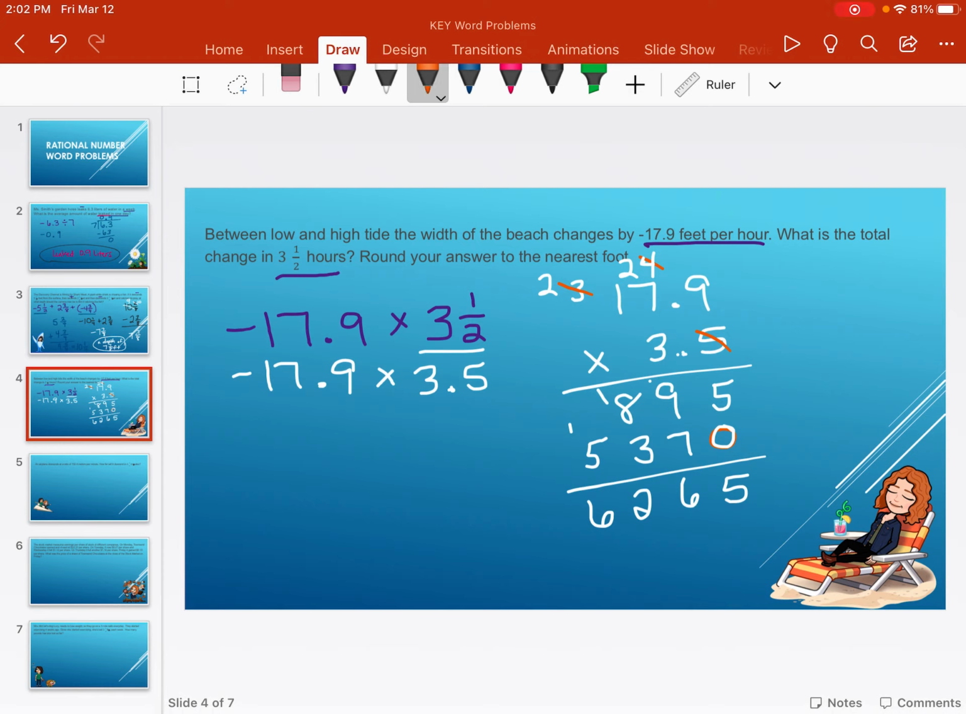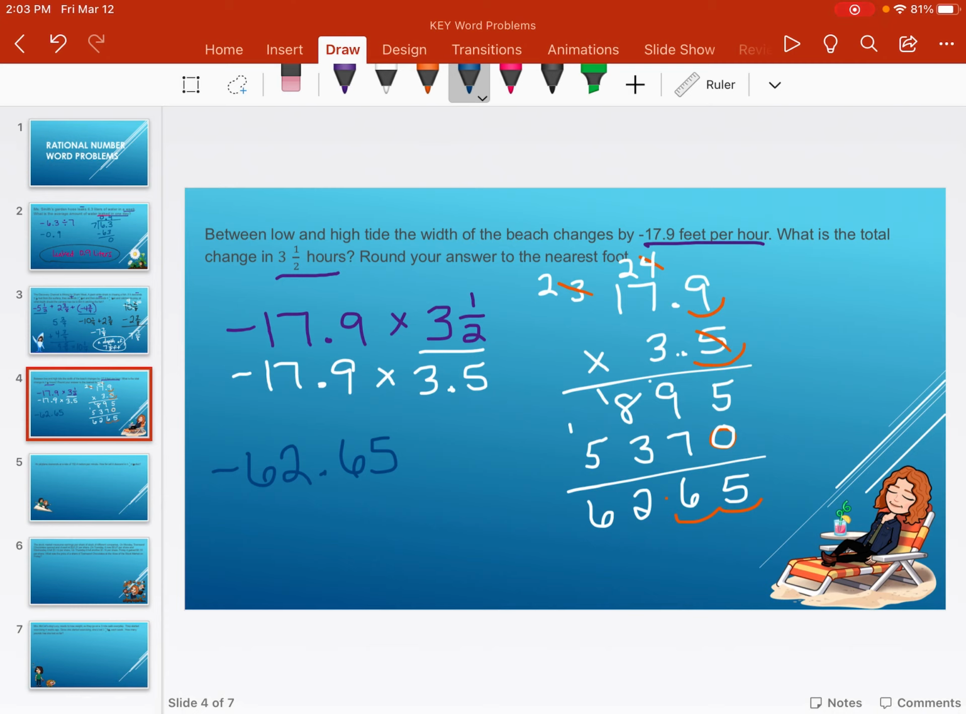Don't forget to put your decimal back in when you multiply. So 1, 2, 1, 2. Looks like I am getting 62.65. And it's negative times positive. So Sleeping Dog tells me this is a negative number. And a couple things. It's asking me for the total change. Well, change is always positive. So we're going to change this back to a positive.